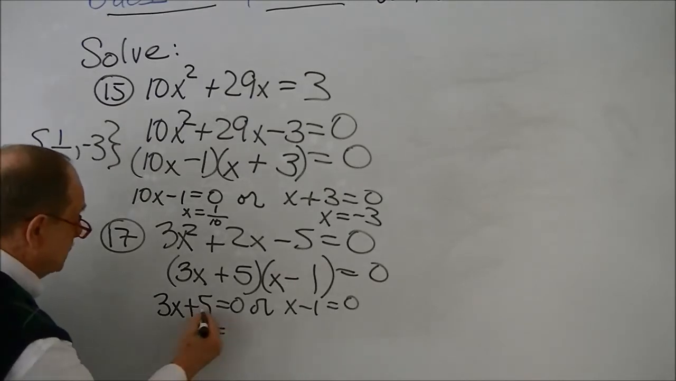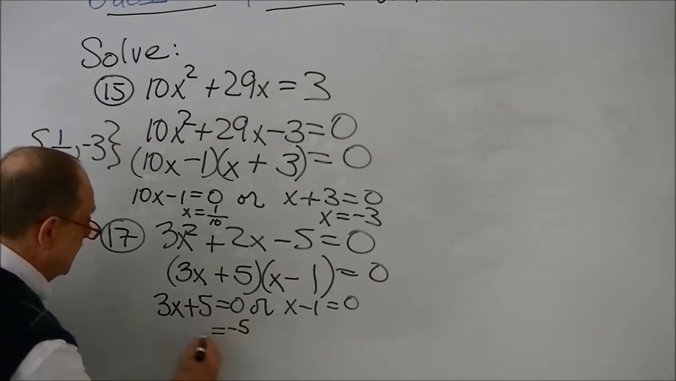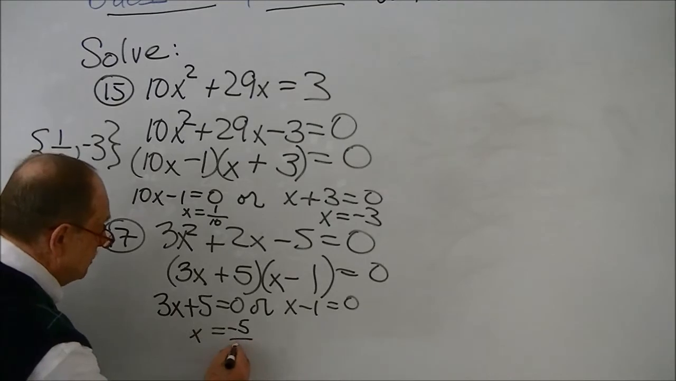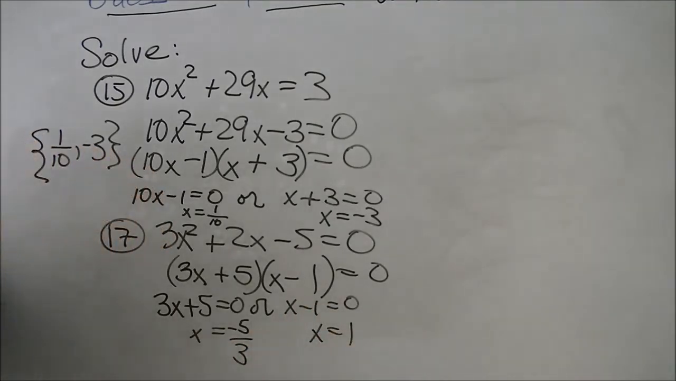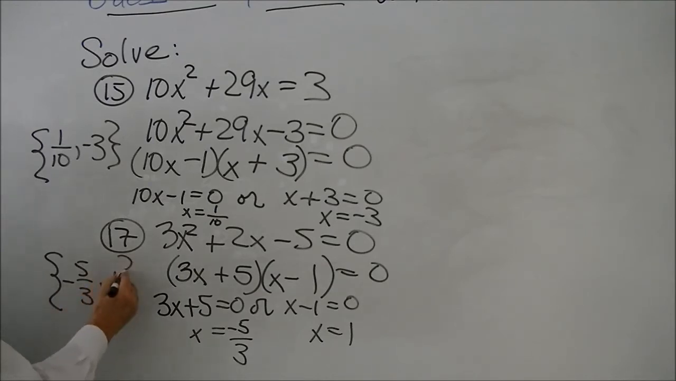And then we're going to transpose the 5, becomes a negative 5, and then divide by 3. And this just becomes a 1. So our solution set here is a negative 5/3 and a positive 1. Okay, we're moving right along.